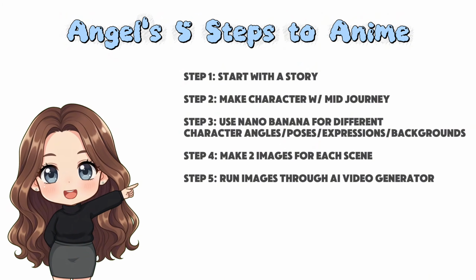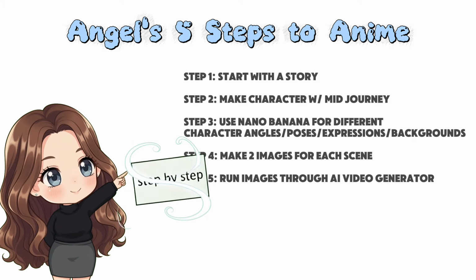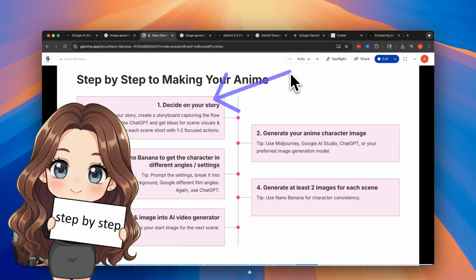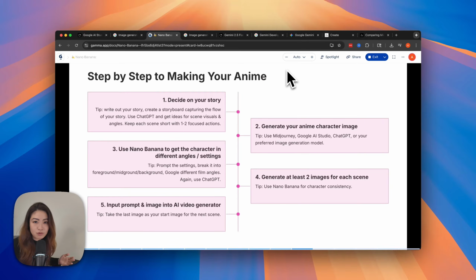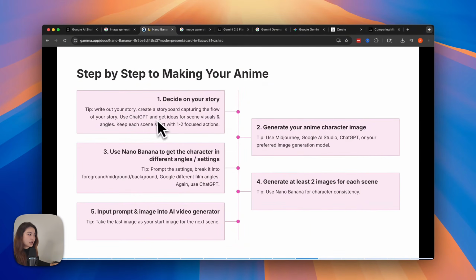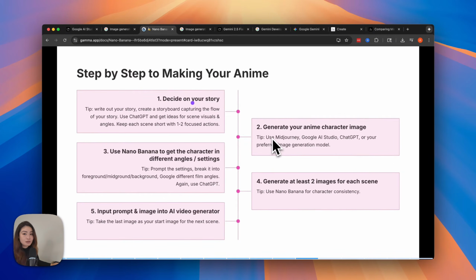To make an anime, I think in 5 steps. The first step is, what is your story? Who are the characters? And what's the hero's journey? You can use AI to get ideas for what the scene visuals are and create a storyboard based on that. I would say this is the most important part.